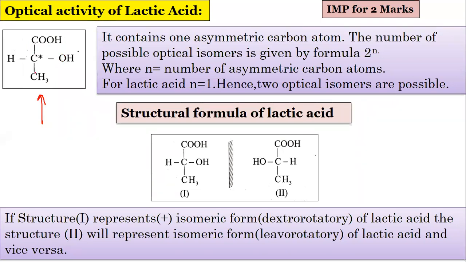You can show OH above and below, don't worry. But this carbon we have to show with an asterisk mark. It is a chiral carbon because these are 4 different groups. COOH is different, OH is different, CH3 is different, and H is different. Now, how many chiral carbon atoms are there in this compound?